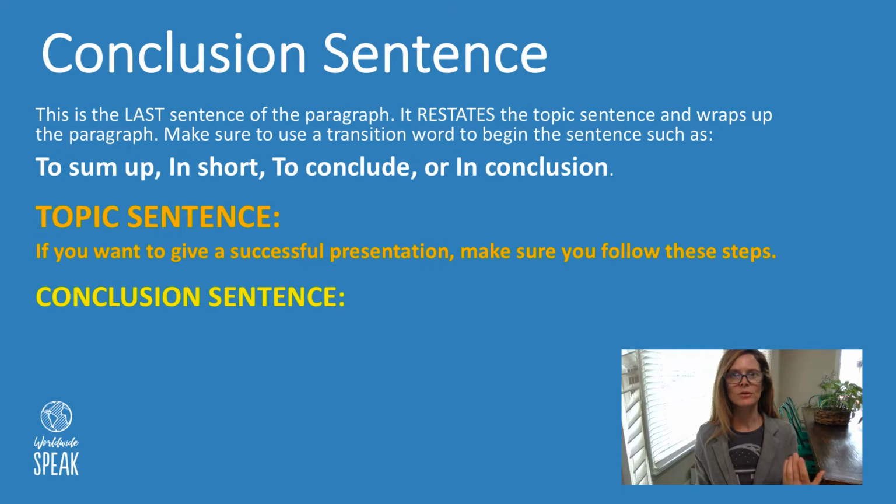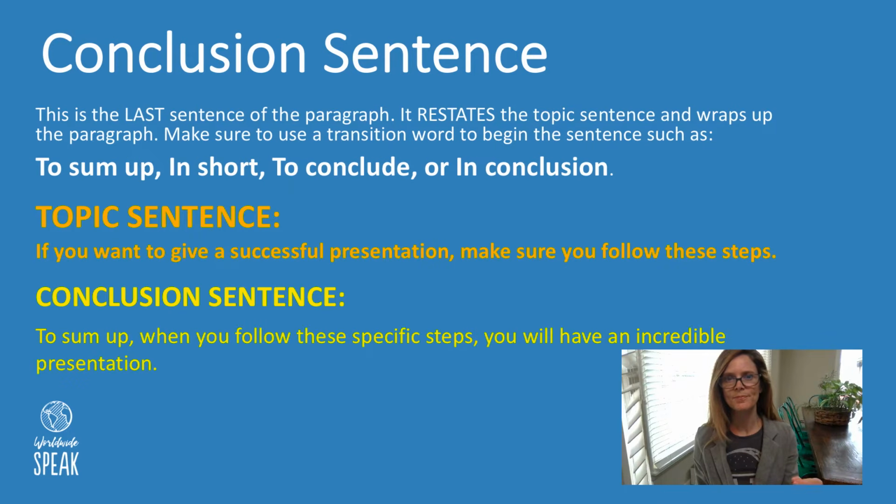Now, in order to write the conclusion sentence, we need to say the same thing, but we want to change the words that we're using and possibly the order of the sentence. Let me show you how to do that. We begin with a transition word, right? To sum up. And what I did is I just took the last part of the topic sentence and started my conclusion sentence with it.